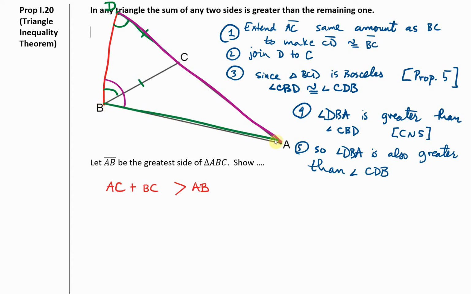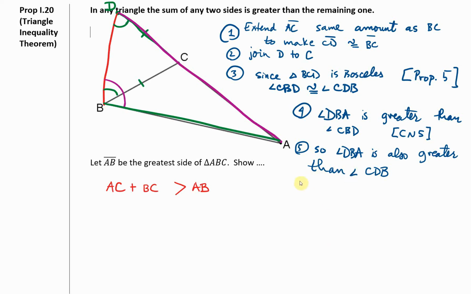Okay. So if you look at the big triangle, DBA, the purple angle is across from the purple side. This green angle here is across from this green side. The purple angle is greater than the green, so the purple side is greater than the green side. Okay, and we know that this must be true from Proposition 19, right? That's what we just proved before.